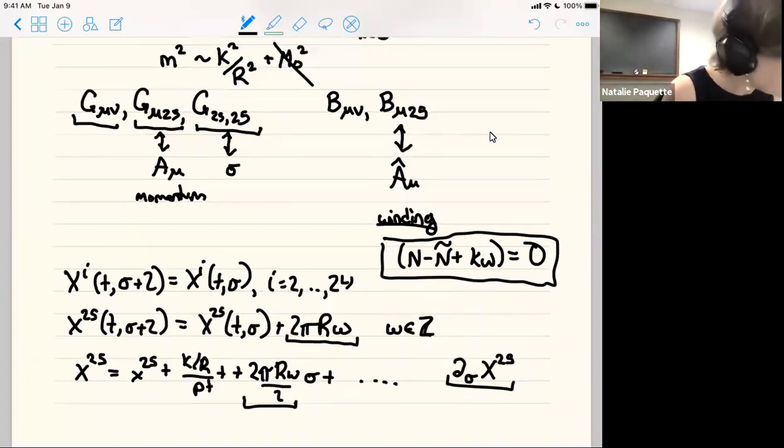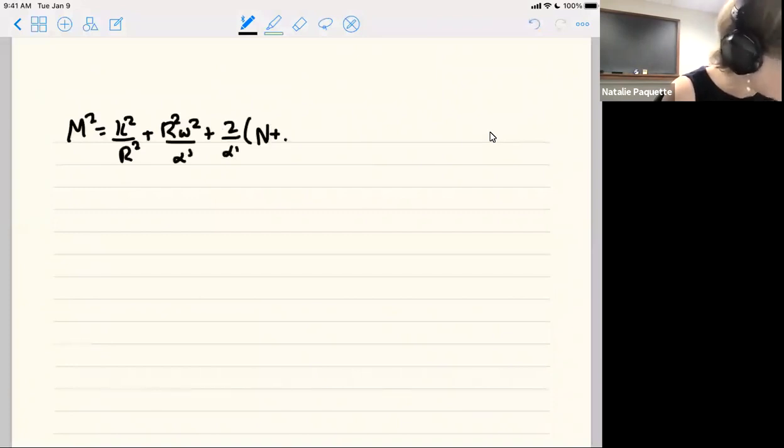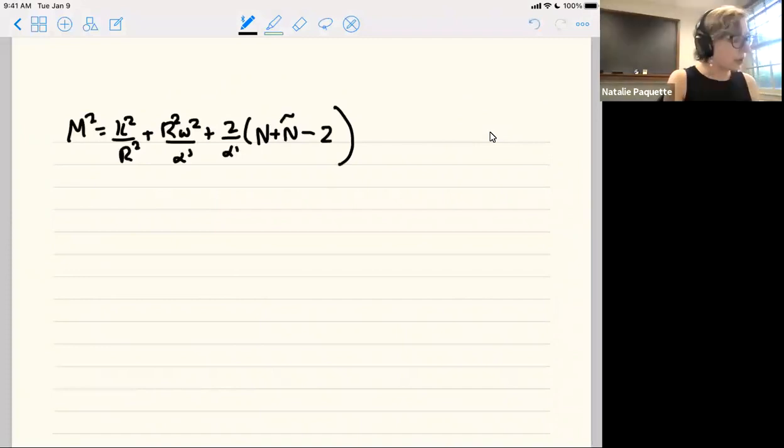And similarly, we can go through all the same steps and recompute the mass shell condition with this modified X25, and we get the following thing, where now I'm actually plugging in the correct value for the zero-point energies to get this -2 here. But when W equals 0, you see that I have a tower of KK modes, as you would expect. And additionally, we have all these stringy modes coming from this R squared W squared over alpha prime term.